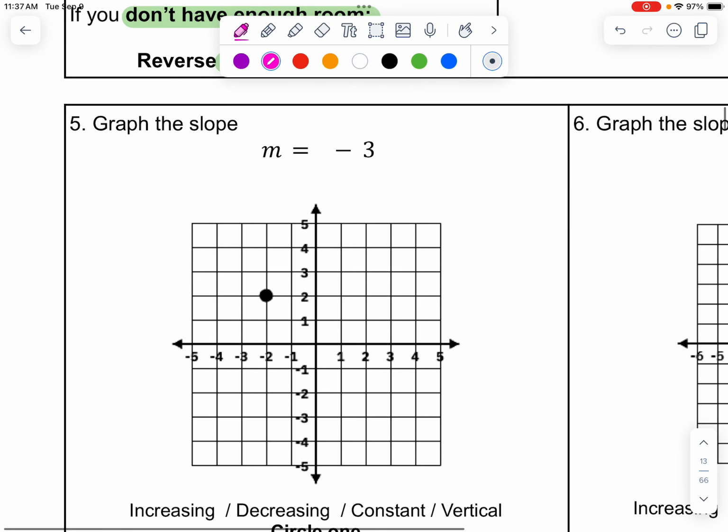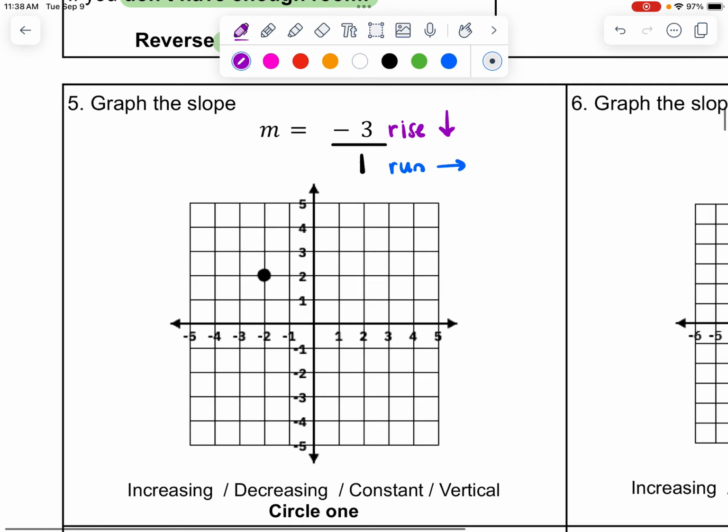Let's practice that. If I say graph the slope and I tell you that the slope is -3, the first thing that I'm going to do is draw in a divide by 1 because a slope should be a fraction. The rise is on the top, and in this case it's negative, so I know I'm going to go in a downwards direction. And the run is on the bottom, so I'm going to go to the right. Starting from this starting point, I'm going to count 1, 2, 3 spaces down, and then 1 space to the right, and put a new point there. Then I'm going to count again, 1, 2, 3 spaces down, 1 space to the right, put a new point there.